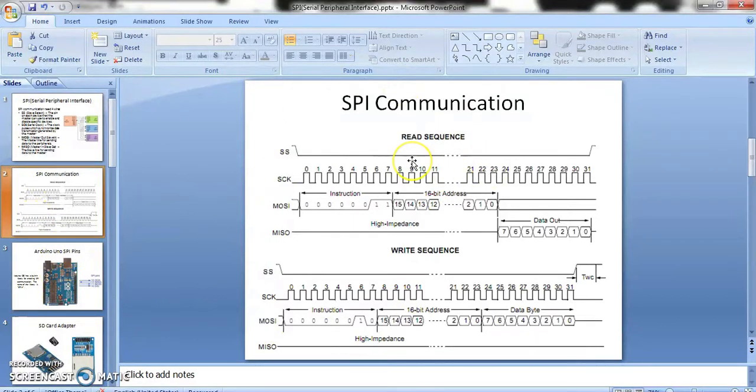So this is the main system, the main concept of how data is transferred in the SPI communication system. If you have any question or doubt about this, you can comment below. I will answer your question. So let's go to the next slide.